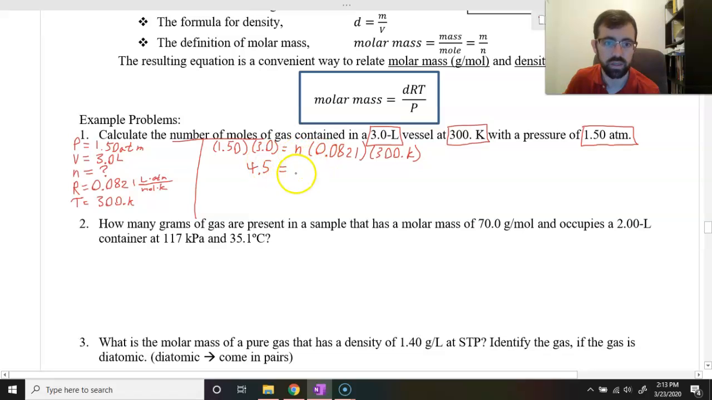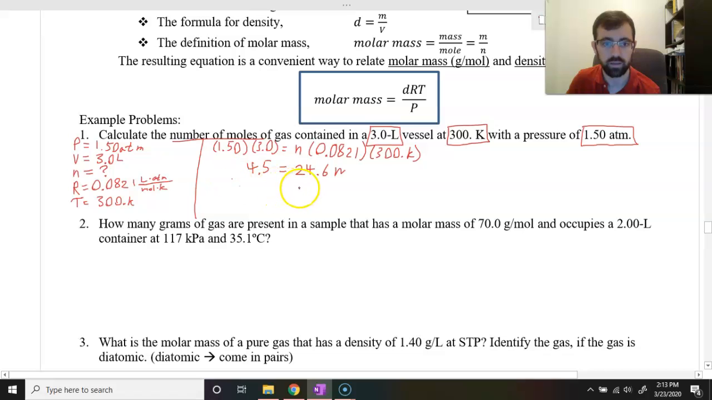Equals, and then n times 0.0821 times 300 gives us 24.6. I'm still multiplying by n. I want n by itself so I can solve for it. I'm going to do 4.5 divided by 24.6.